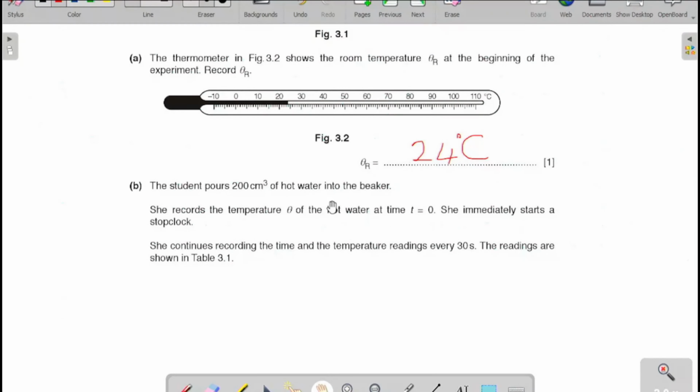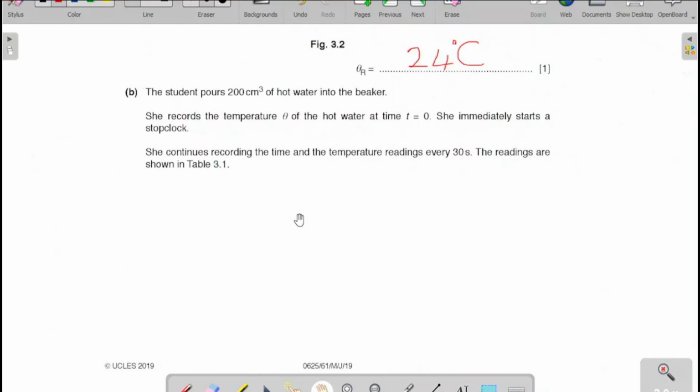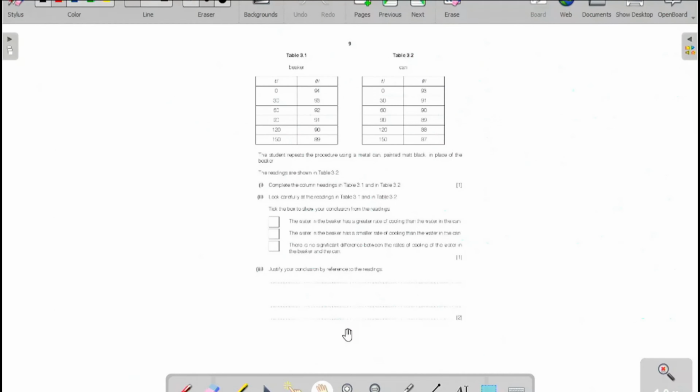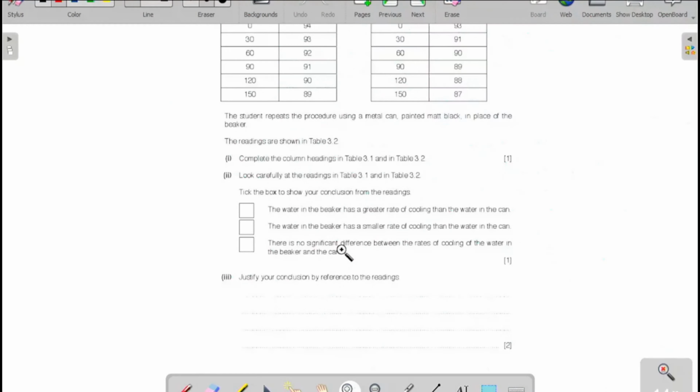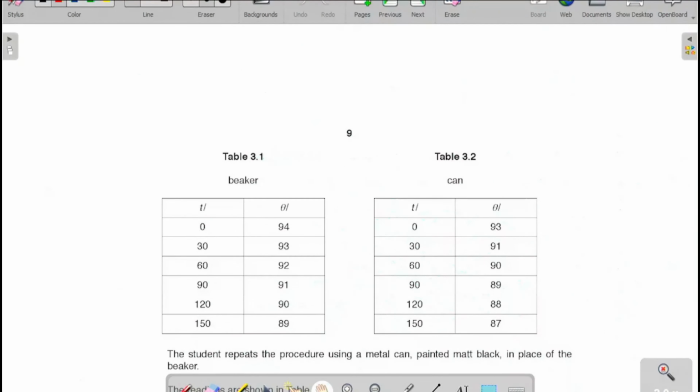Okay. The student pours 200 cm cube of hot water into the beaker. She records the temperature theta of the hot water at the time t equals 0. She immediately starts a stop clock. She continues recording the time and the temperature reading every 30 seconds. The readings are shown in table 3.1. So let's check the table for our readings. Okay, we have the readings here.